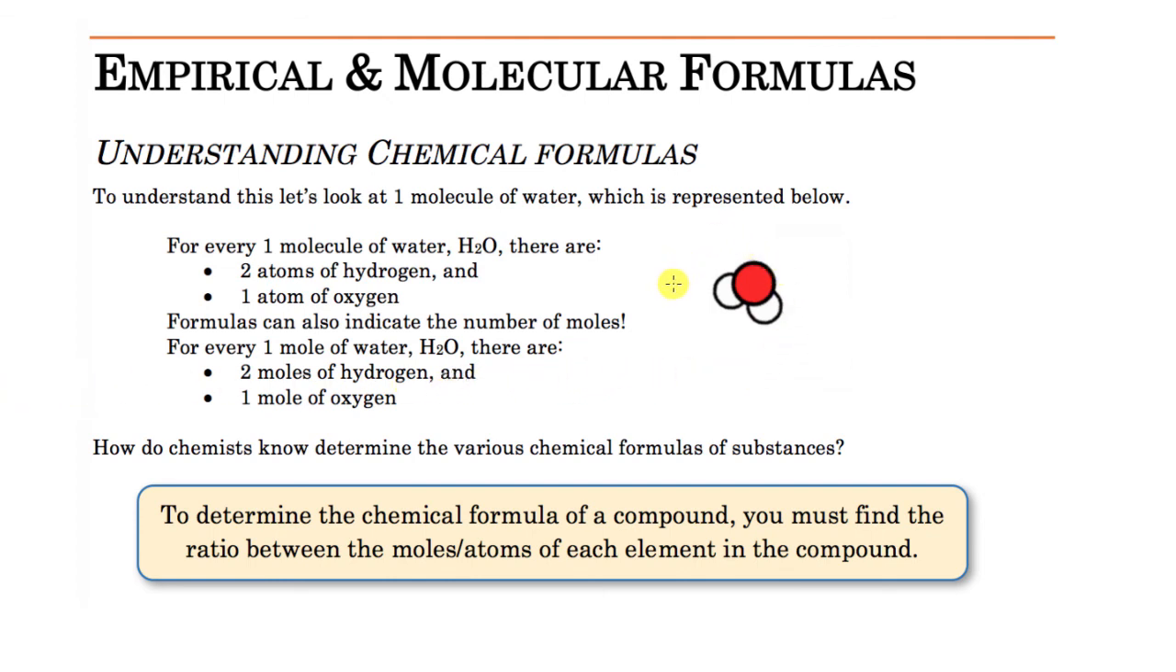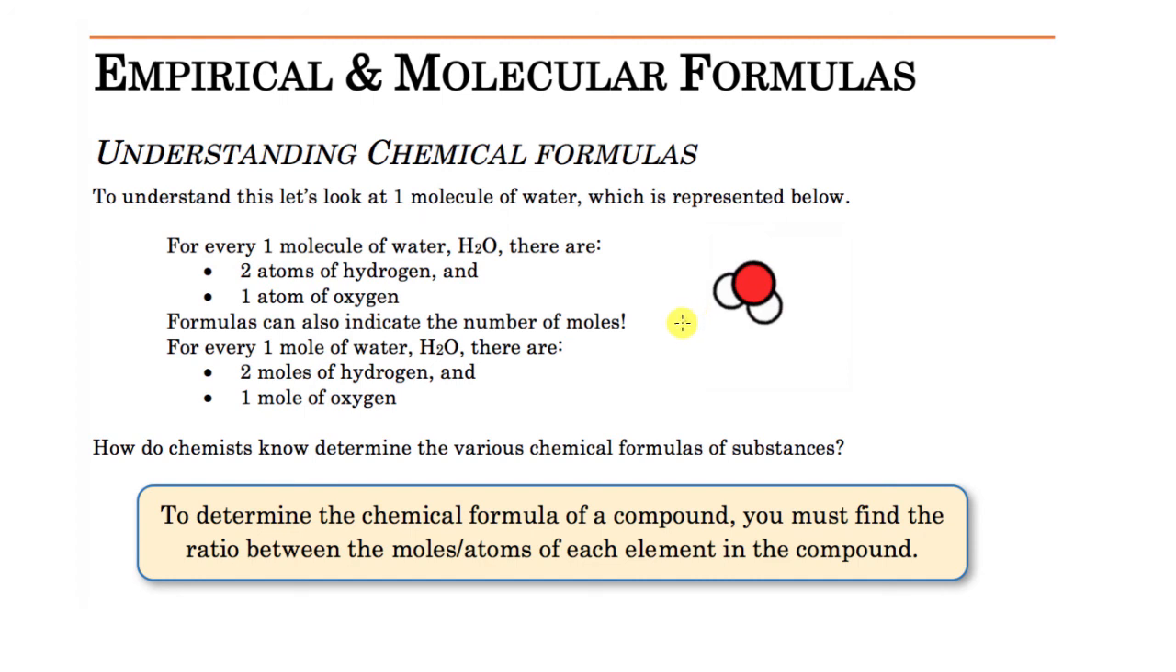So if we take a look at just one single molecule of water, we probably already know this, but let's just recap here real quick. Every time we have one molecule of water, we're always going to have two atoms of hydrogen linked together with one oxygen atom. So for every two hydrogens, we get one oxygen atom, and that's how the ratio works out in the formula itself.